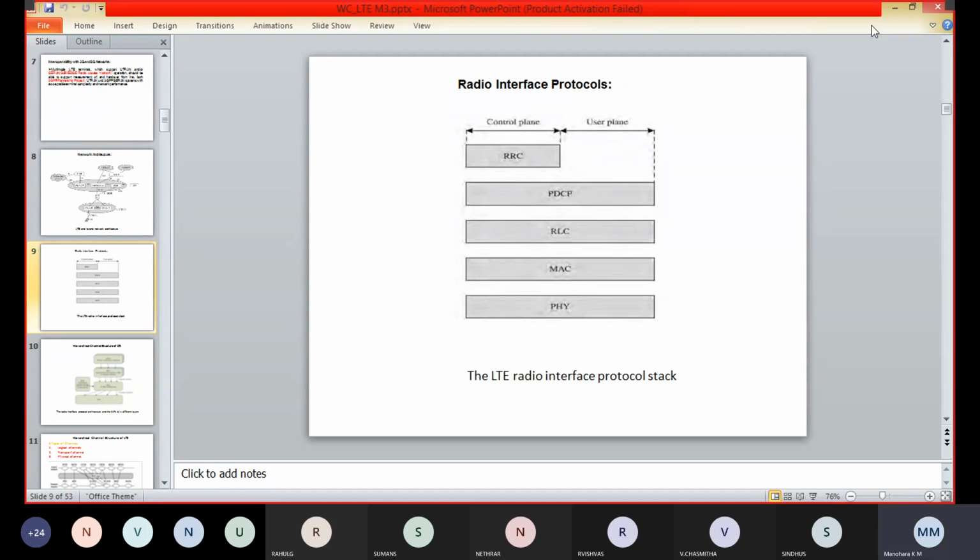So this is about the radio interface protocols. So is there any doubts regarding radio interface protocols and end-to-end network architecture? Anyone? Everyone understood?